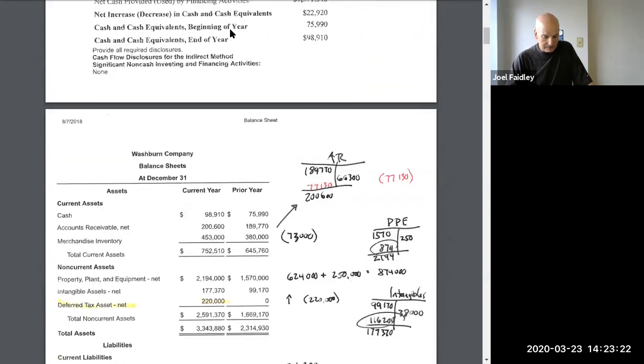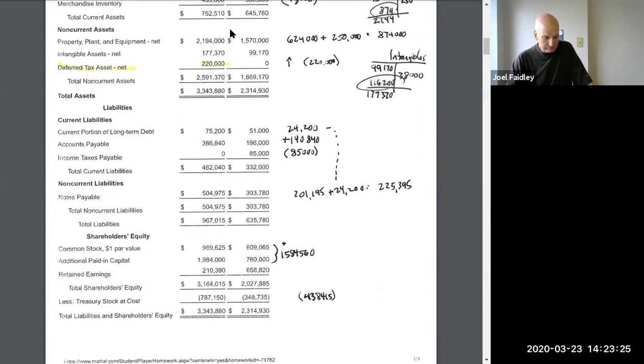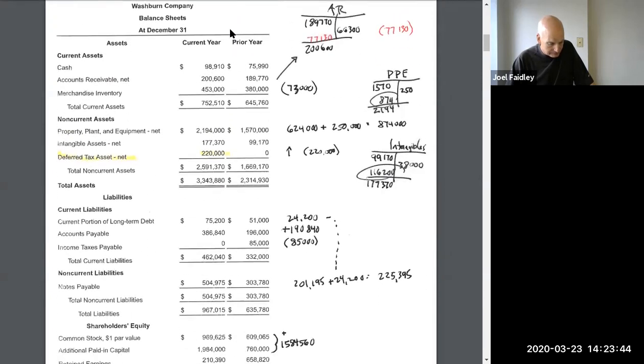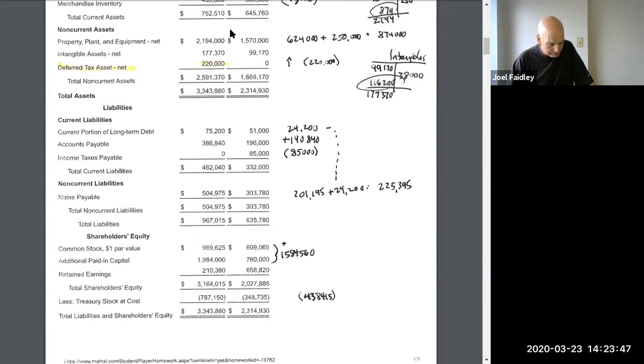And then treasury stock. That's the next one. Because those two have been handled, that's done. Common stock, additional paid-in capital. So how does common stock go from 609,065 to 969,625? Well, I meant to do treasury stock first. There's treasury stock. We'll come back to that. Treasury stock goes from 348,735, that's a debit balance, to a debit balance of 787.